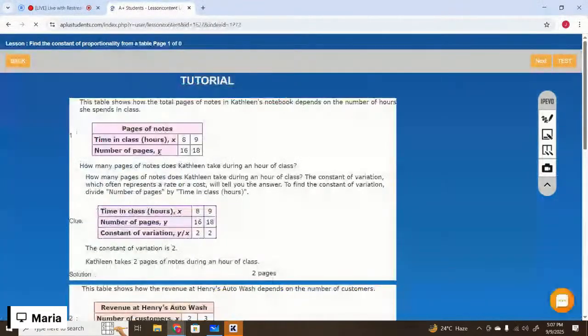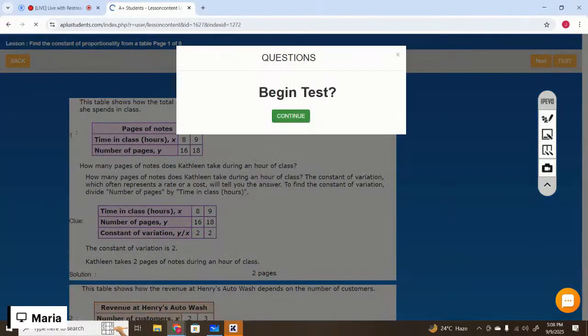Let's just start with the lesson. This table shows how the total number of pages of notes in Kathleen's notebook depends on the number of hours she spends in class. How many pages of notes does Kathleen take during an hour of a class? So 8 hours and 16 pages, and 9 hours and 18 pages. So 16 divided by 8 is 2. That means the constant of variation is 2. Let's just start with the test questions.